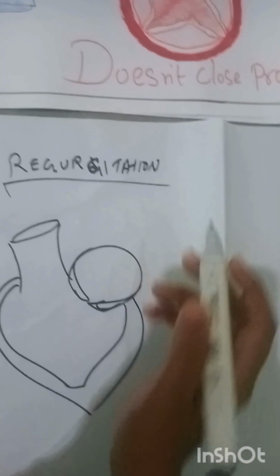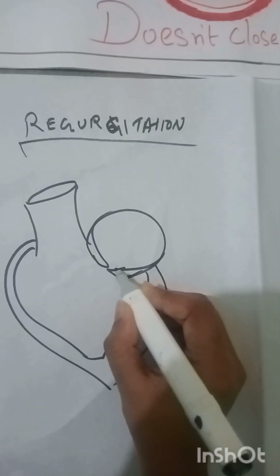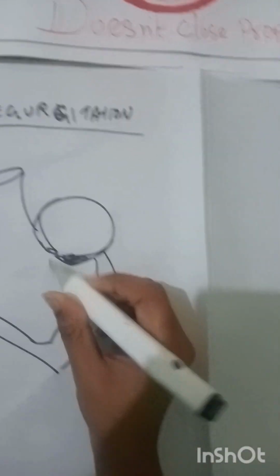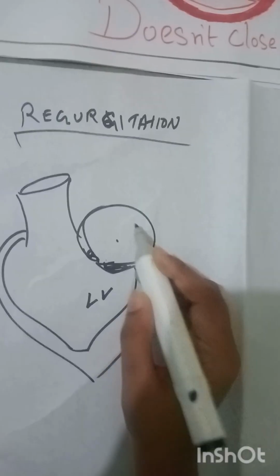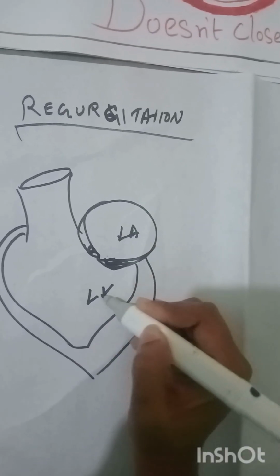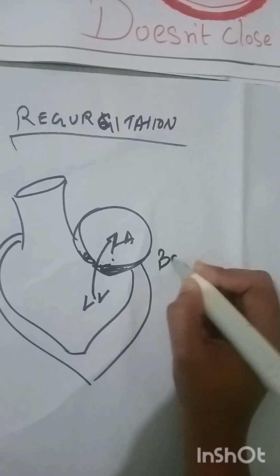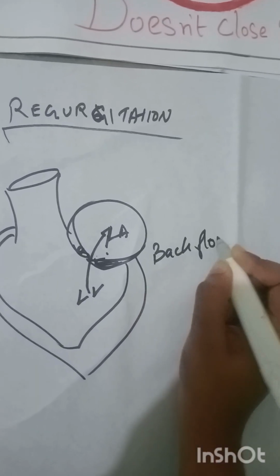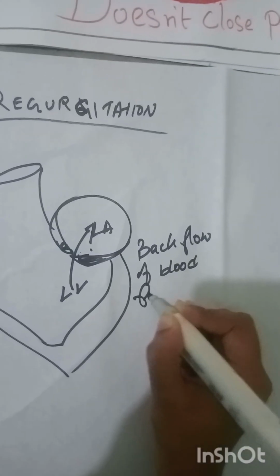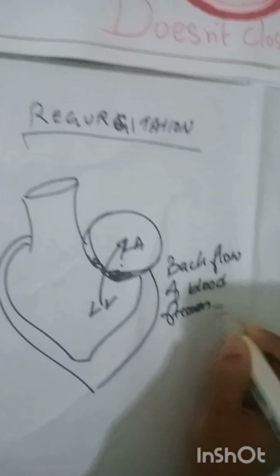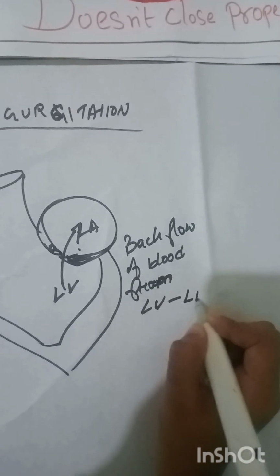In mitral valve regurgitation, this valve, the mitral valve, doesn't close properly, and due to that we can see backflow from the left ventricle to the left atrium, and because of that, there is backflow of blood from the left ventricle to the left atrium.